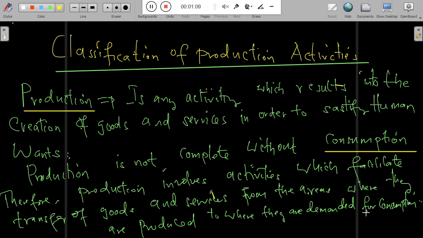So production is not complete without consumption. Therefore, what is actually produced goes to the consumers. Without consumers, there is no production, because what is produced, no one can consume, no one can take those goods and services. Therefore, production involves activities which facilitate the transfer of goods and services from the areas where they are produced to where they are demanded for consumption.